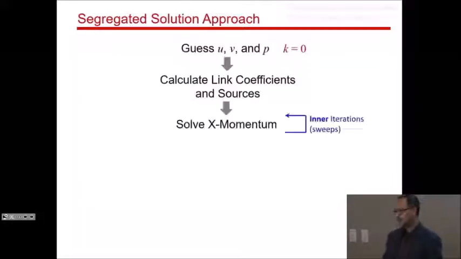So we start with the guess, calculate link coefficients, solve your X momentum equation. This is where you're going to use inner iterations or sweeps. For example, if you're using ADI, maybe you will use 20 sweeps of ADI, or whatever the number may be. Or you may say, I want to solve it up to a certain level of tolerance, whichever way. But those are what's called inner iterations.